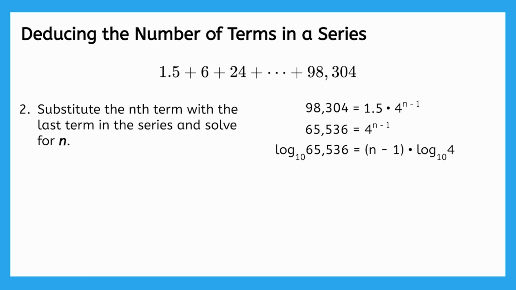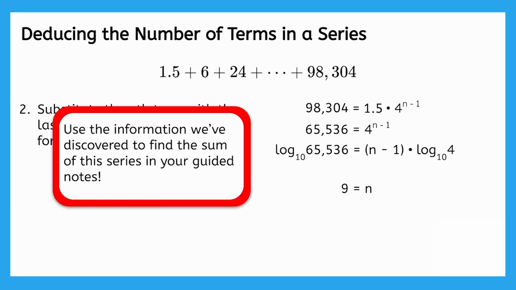Now the exponent can be pulled down into multiplication, and then we can divide by log 4 on both sides. This looks messy, but we'll clean it up with a calculator. And of course, the final step is to add 1 to both sides. Now we found that from beginning to end, this series includes 9 terms. Now we can use the finite geometric series formula. Pause now and use the information we've discovered to find the sum of this series in your guided notes.